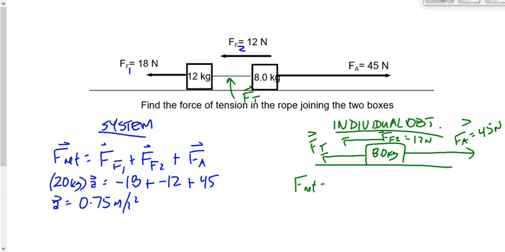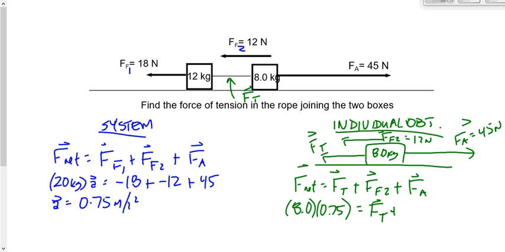We'll say F net is equal to the sum of the forces, Ft plus FF2 plus Fa. Remember, we're not going to include FF1 here because FF1 acts directly on the 12, not on the 8. And we chose the 8. We could have chosen the 12. The net force is mass times acceleration. In this case, the total mass is 8 kilograms because we're analyzing only the 8. The acceleration is 0.75, the acceleration of the system, but also of the individual objects within the system. Ft plus negative 12, that's FF2, plus positive 45 newtons. Now, 8 times 0.75 is 6 newtons. Negative 12 plus 45 is 33 newtons.